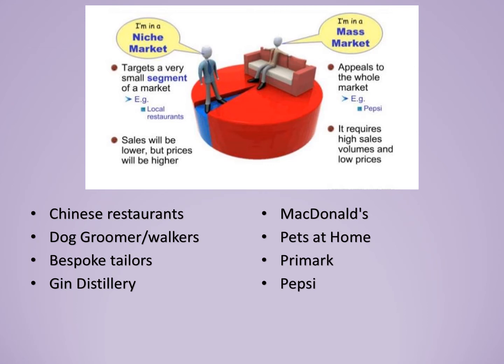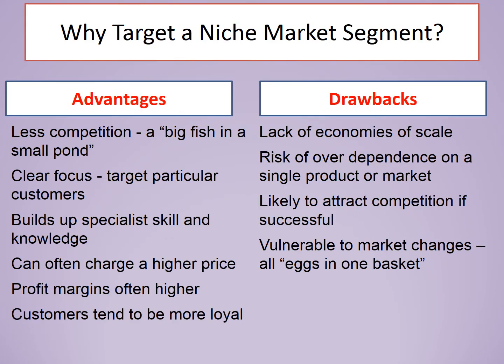aiming for a much broader market, and they may have their own individual segments within that, but overall they are hitting the cola market, the fizzy drink market, and they are making a lot of sales, but each product is sold at a lot lower a price. So why target niche market segments? If it's not going to have as many sales, then why would you bother doing it?